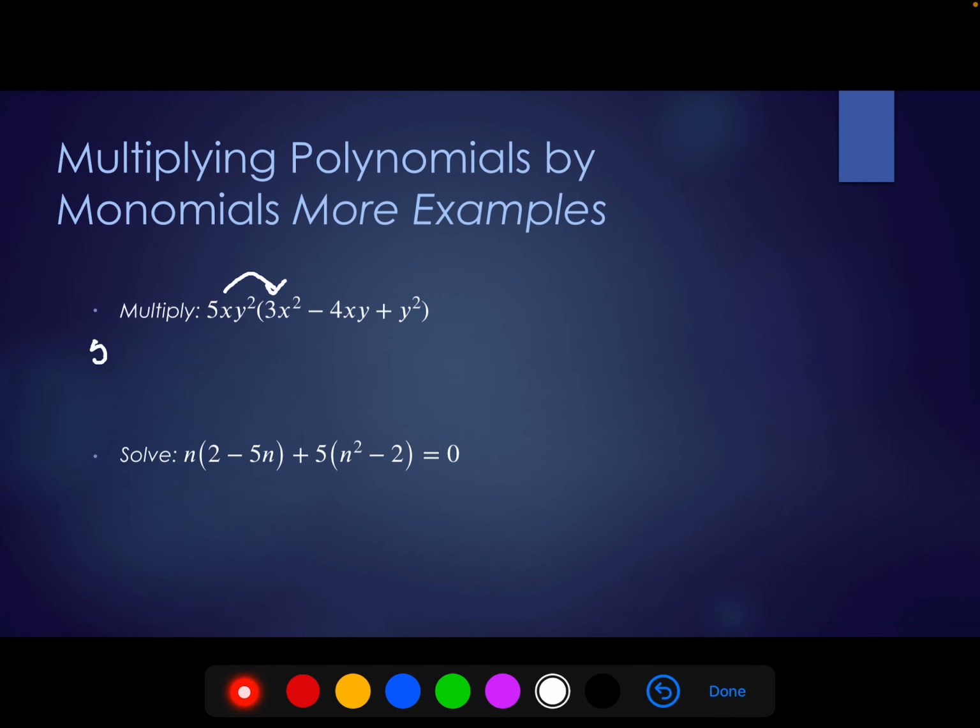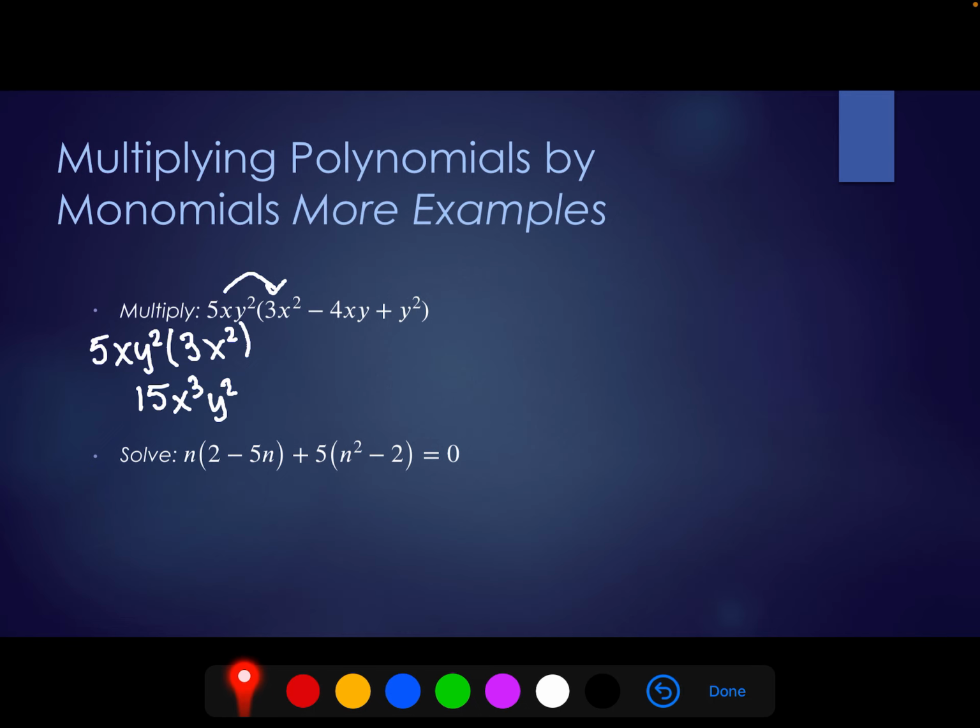So if we multiply those, 5xy squared times 3x squared, first we're going to multiply those coefficients together. So 5 times 3 gives us 15. Then we multiply our bases of x, so we have x times x squared. Remember, we add those exponents, so we have now x to the third power. And now we just have this y squared, and we don't have any y in this 3x squared term. So we're just going to bring down that y squared.